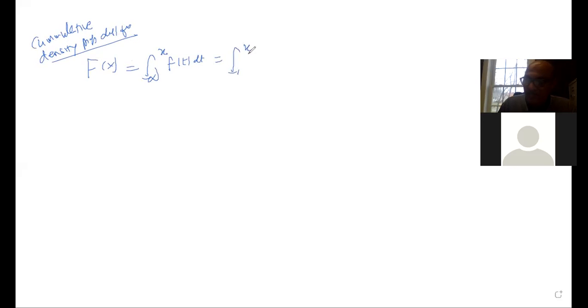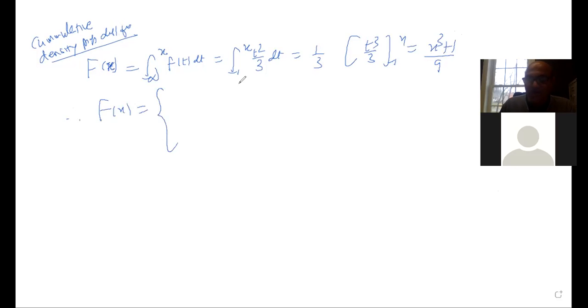So my F(x), the cumulative distribution function, is equal to the integral from negative infinity to x of f(t) dt, which is the integral of t squared by 3 dt. That is equal to 1/3 out, and t cubed by 3 from negative 1 to x. So that is equal to (x cube plus 1) divided by 9. That is F(x). And therefore I can write F(x) in the form: if x is less than negative 1, the value is 0. If negative 1 is less than or equal to x is less than 2, negative 1 to 2.